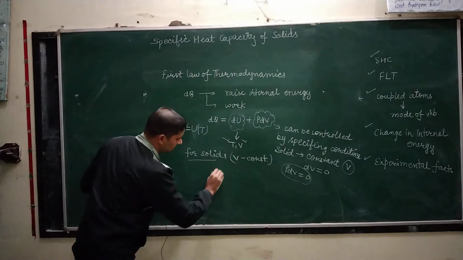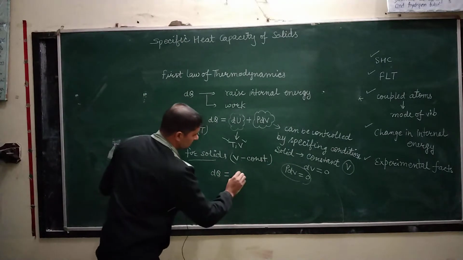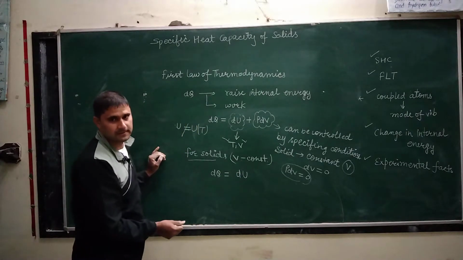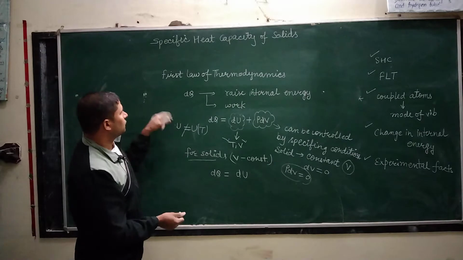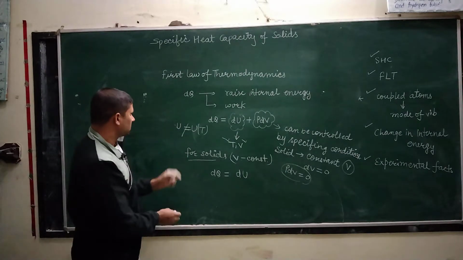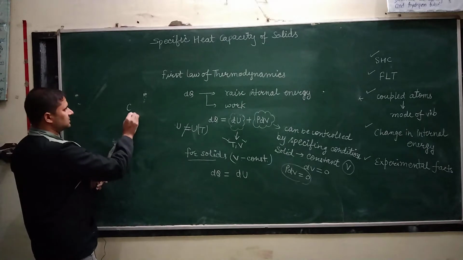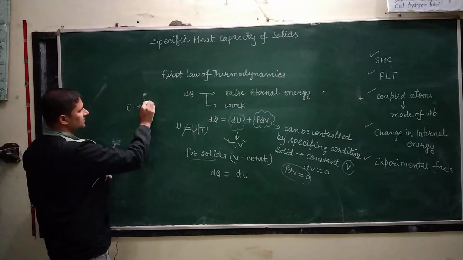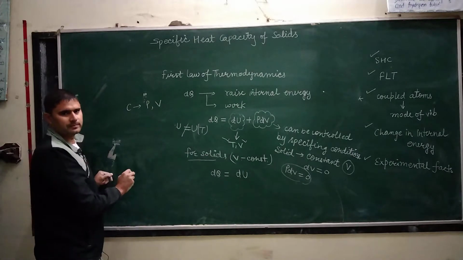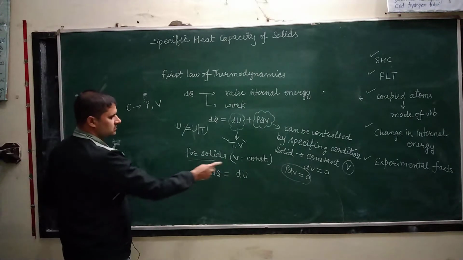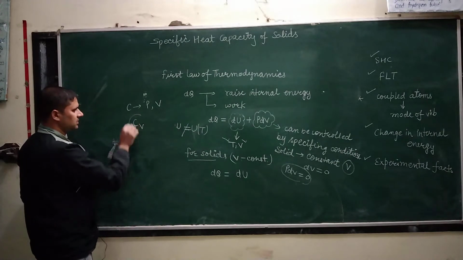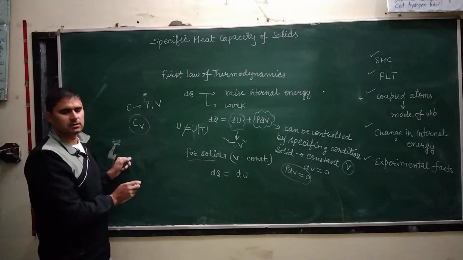So the heat energy given is equal to the change in internal energy. Okay class, and if you find the specific heat capacity C, it can be measured at constant pressure and at constant volume. In case of solids the volume is constant, so we will go with specific heat capacity at constant volume.